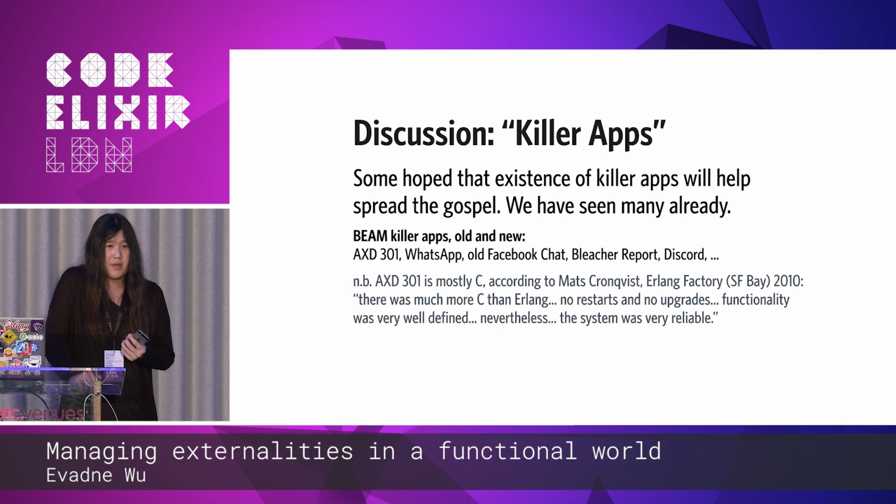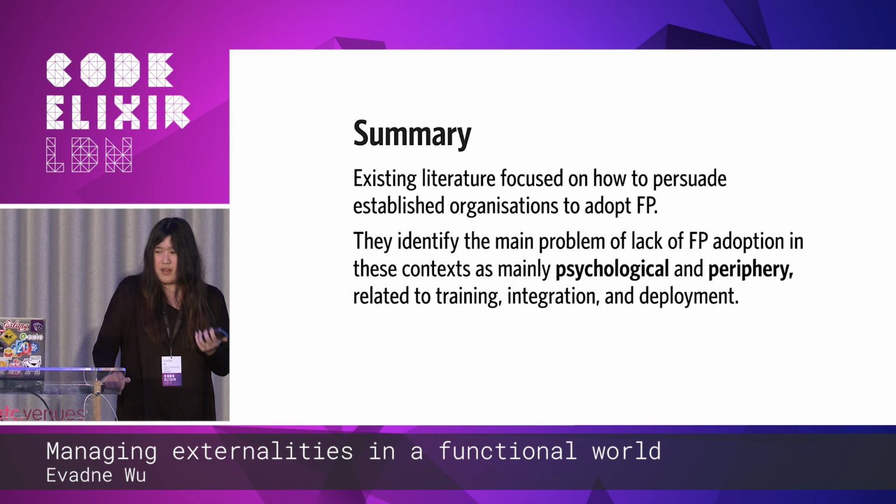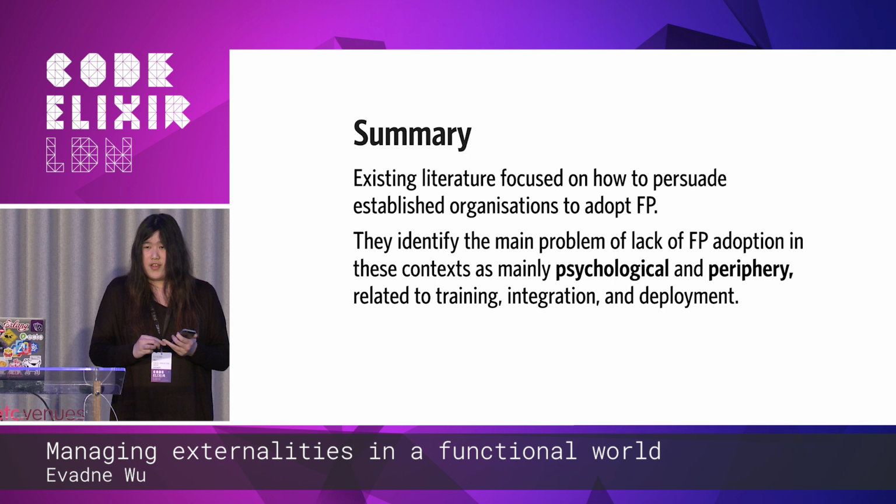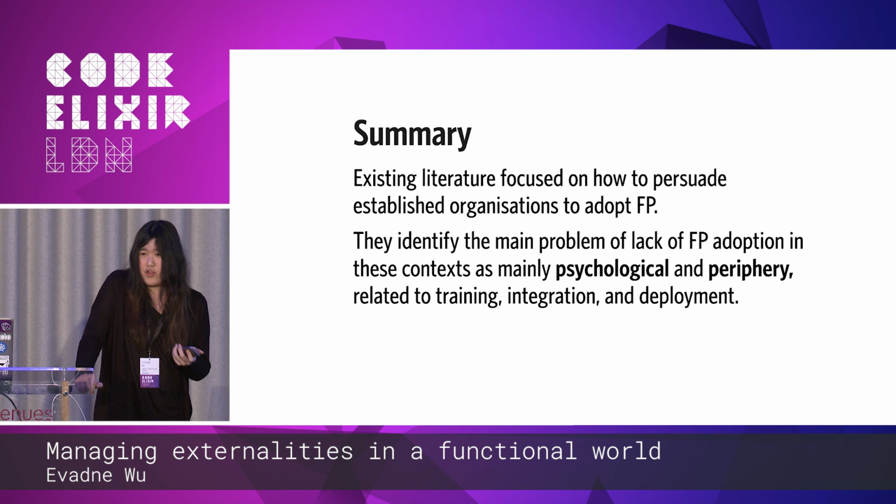But in summary, these existing papers focus on how to sell functional programming to organizations that are more established. So they mostly focus on the psychological and non-technical barriers to adoption. So what has changed in today's world then?